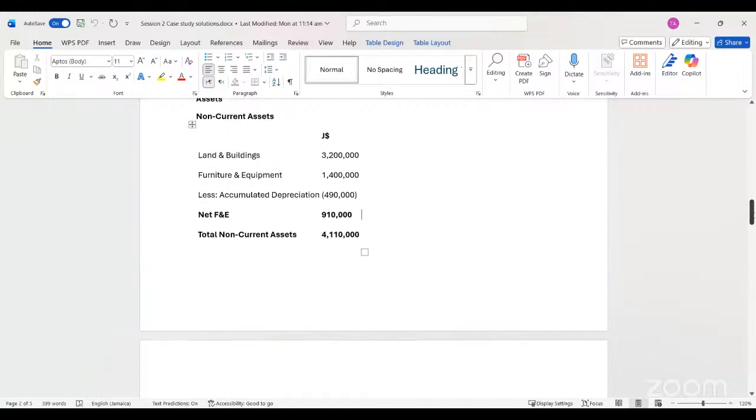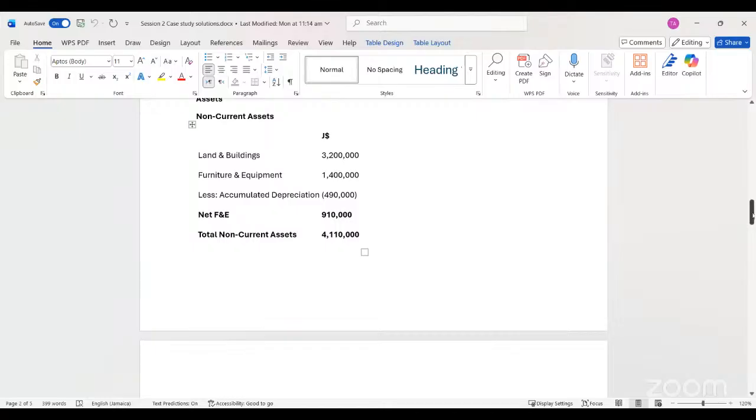So we're good with that part. Even if we didn't do it yet, we want to follow the flow. So the land and building 3.2, furniture and equipment 910. Why? 1.4 is the cost. There was 350 accumulated depreciation already. You put 140 more, which put you at 490. So that's what carried to the 910. 910 plus 3.2 gives you 4110.